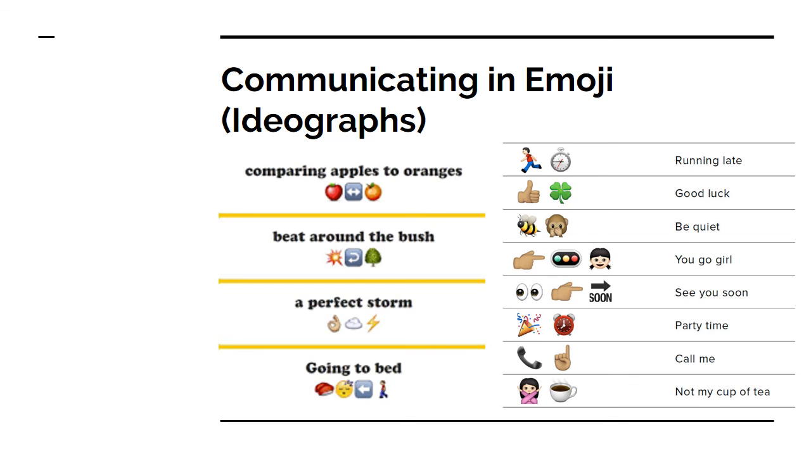So here are just some examples of ways that people can try to communicate complex ideas through the use of emoji. So we've got there comparing apples and oranges, or beat around the bush, some of these different idioms, a perfect storm, going to bed, running late, good luck, be quiet. So there the bee is not representing a bee at all. It's representing a verb, the copula verb.